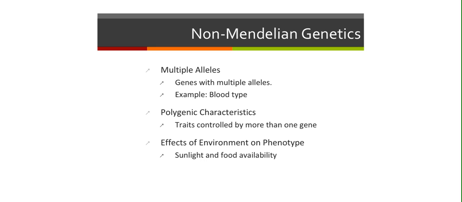Another one, like I said before, skin color, is another trait influenced by the environment. So exposure to ultraviolet radiation can increase the amount of pigment in your skin and make you appear darker. And you know this, you go out in the sun and you either tan or you get really, really red.